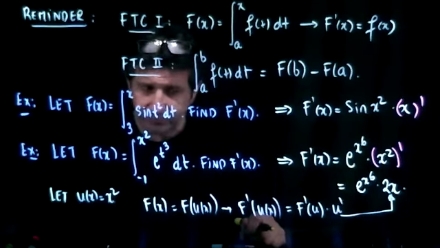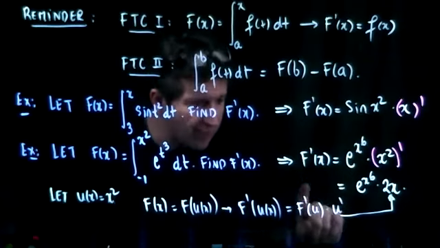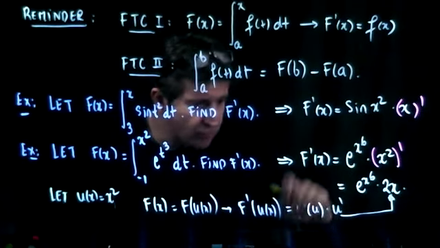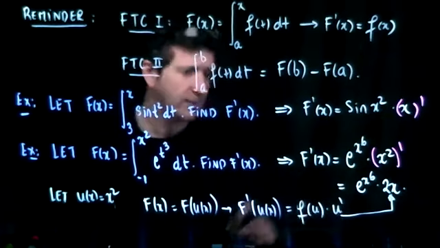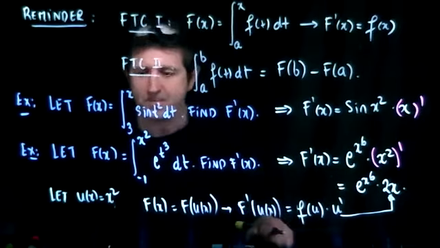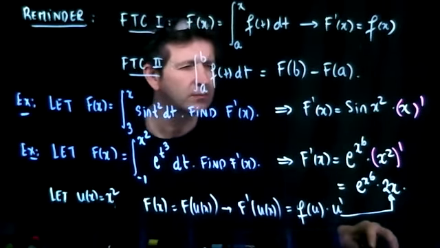I see. Thank you. Okay, so basically F prime of u is just f of u, just f of u times u prime. That's what I have here. Okay, another example.